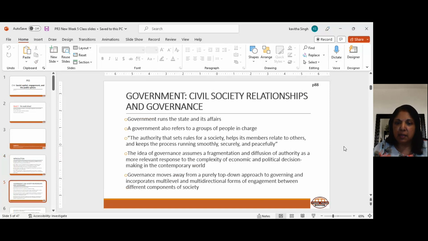The idea of governance assumes a fragmentation and diffusion of authority as a more relevant response to the complexity of economic and political decision-making in the contemporary world. Governance speaks to issues of ethics. It speaks to the way the government is run. It speaks to corruption, all of those issues. And all of them, just the few that I've named, add to the complexity of our economy and also political decision-making.